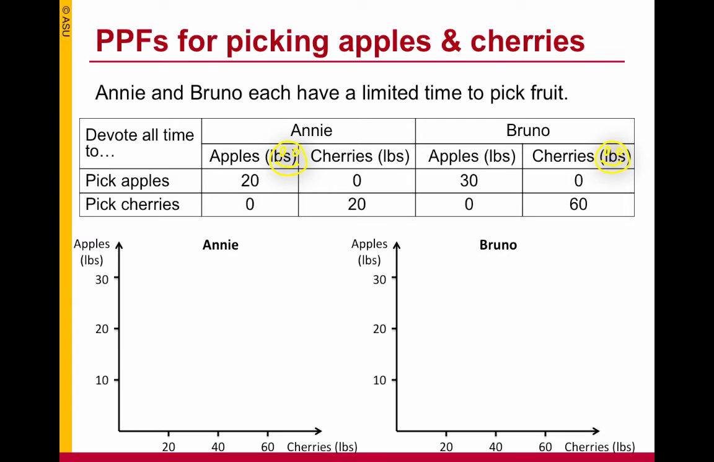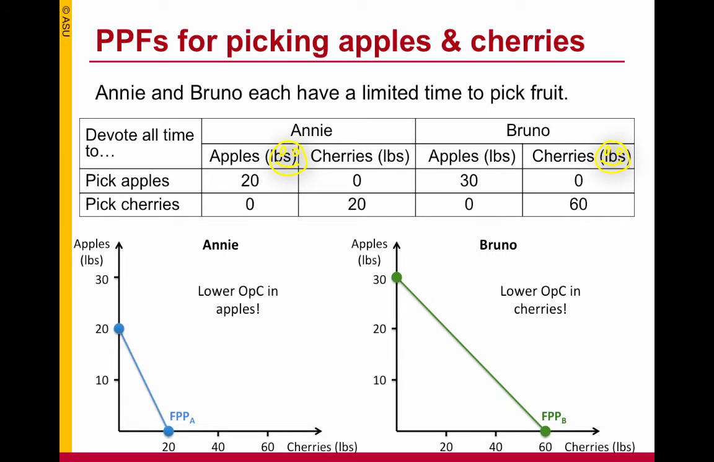Now let's look at this problem using production possibilities frontiers. We can see just looking at the slope of the PPFs that Bruno's is flatter than Annie's, and that means that he has a lower opportunity cost in picking cherries, since the slope of the PPF gives us the opportunity cost of the good measured in the x-axis directly. Since Annie has a lower opportunity cost in apples, or a comparative advantage in apples, she should forget about picking cherries and devote all of her available time to picking apples. Similarly, Bruno, who has a comparative advantage in picking cherries, should forget about picking apples and devote all of his available time to picking cherries.